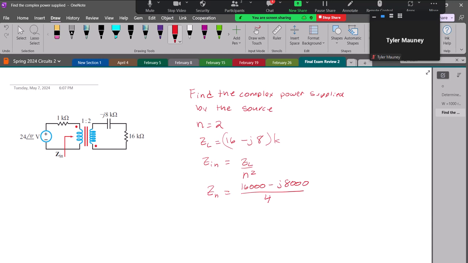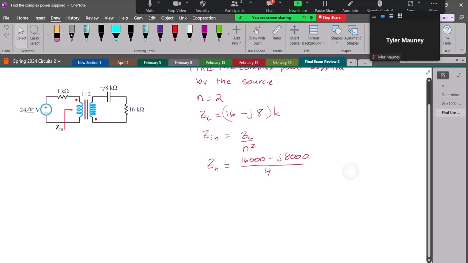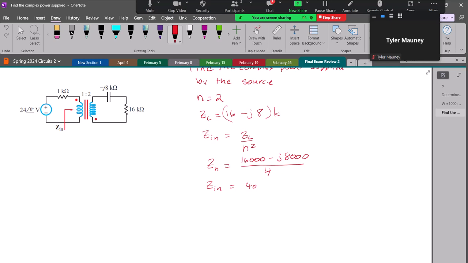So that equation doesn't become negative, it's only the voltage and the current. Correct. You can remember that because if it was purely resistive, it doesn't make any sense to talk about a negative resistance. So Zn equals 4,000 minus J 2,000 ohms.